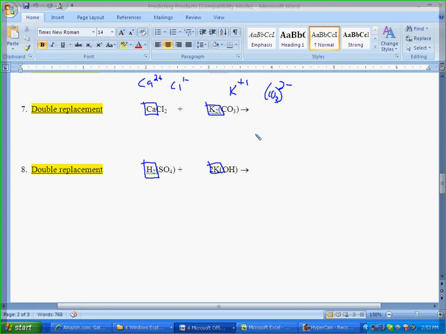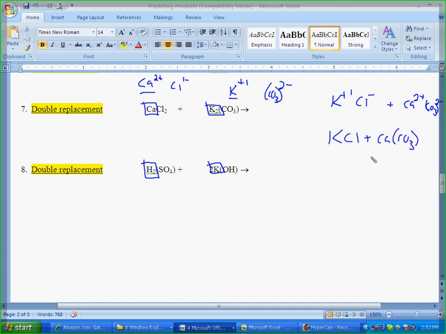So now we have to rewrite it where we switch our cations. So instead of CaCl, it's going to be KCl. K plus 1, Cl minus, and the other product is Ca2 plus and CO3 2 minus. When you crisscross those, both of those end up balancing out, and you get KCl plus CaCO3.